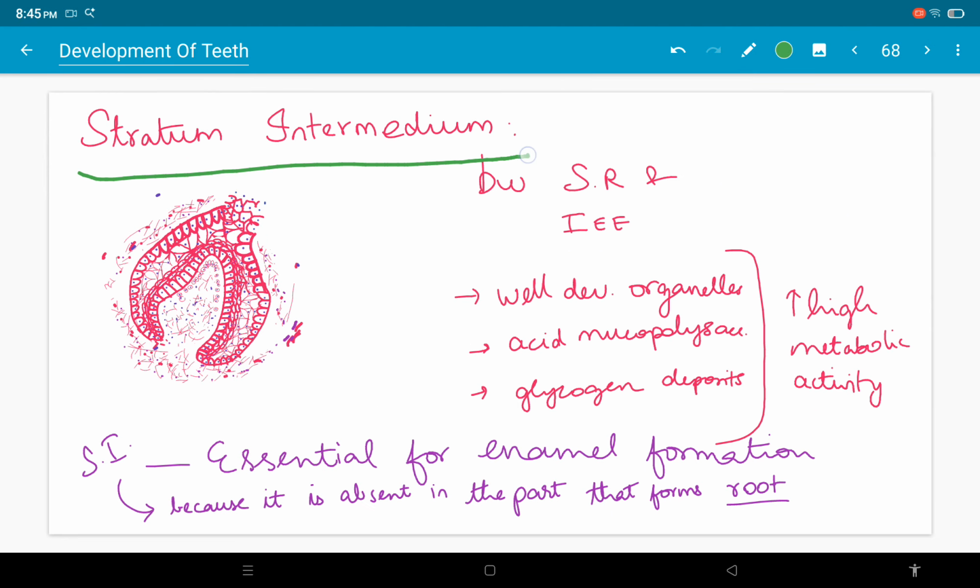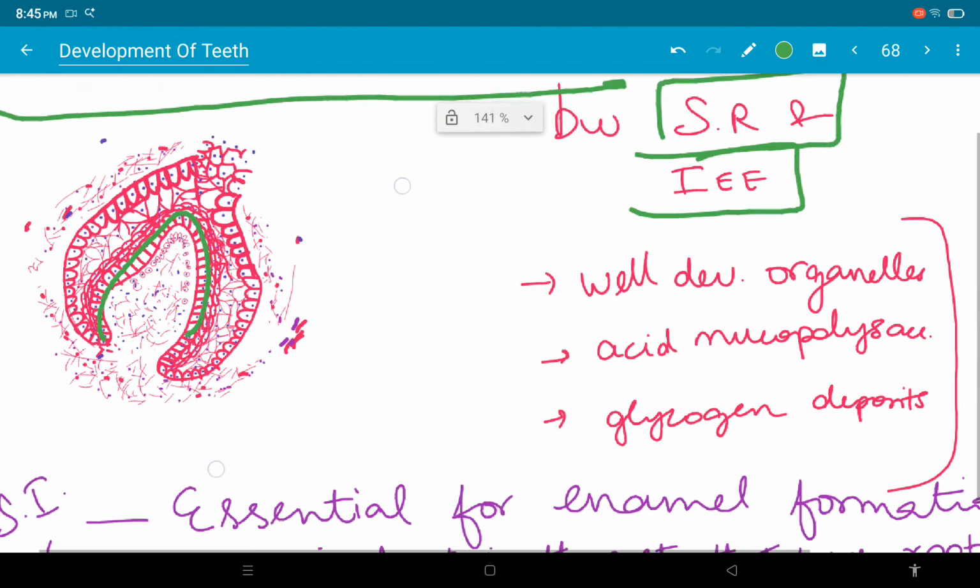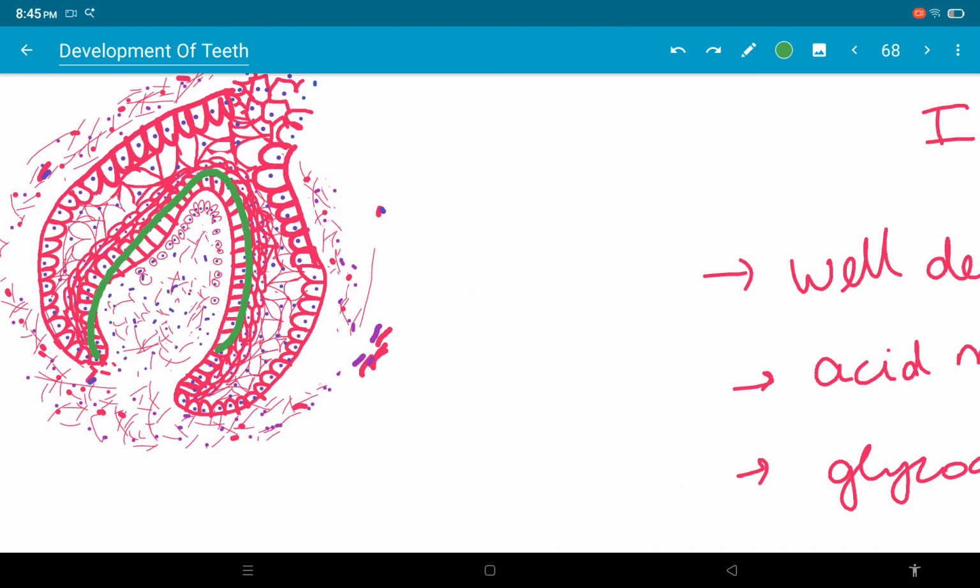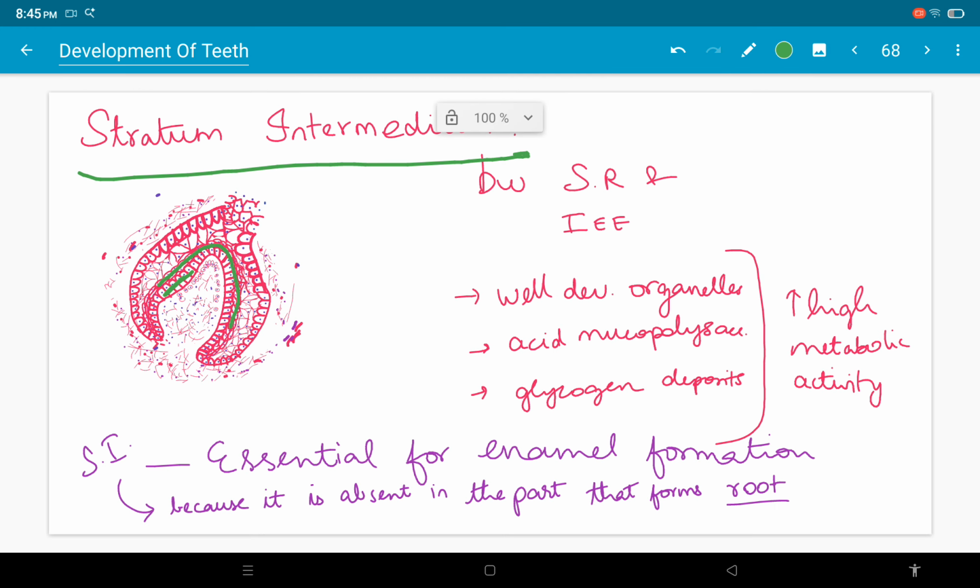Then our next layer. We saw how the inner enamel epithelium is changing to ameloblast. Now the stratum intermedium. It is between the stellate reticulum and the inner enamel epithelium. Exactly this part I have marked here, right? This is your inner enamel epithelium, and these cells form the stratum intermedium. It is between your stellate reticulum, the star-shaped reticular cells, and the inner enamel epithelium.